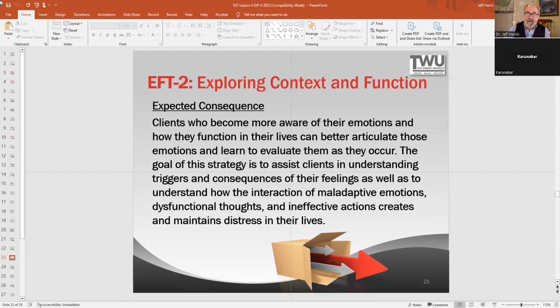The consequence of exploring context and function is that clients who become more aware of their emotions and how they function in their lives can better articulate those emotions and learn to evaluate them as they occur. The goal of this strategy is to assist clients in understanding triggers and consequences of their feelings, as well as to understand how the interaction of maladaptive emotions, dysfunctional thoughts, and ineffective actions creates and maintains distress in their life. So we're understanding emotions, but how it interacts with thoughts and actions as well.